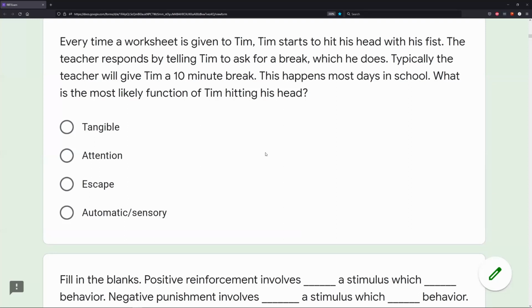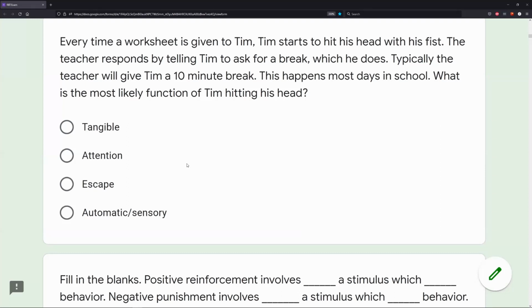What about attention? Well, Tim doesn't seem to be seeking the attention of the teacher, okay? Because the antecedent to Tim's behavior is being given the worksheet. You really need to pay attention to antecedents when determining functions, okay? That's where you're going to start, right? What is the antecedent? Well, Tim appears to be fine, and then he's given this worksheet. All of a sudden, this self-injurious behavior happens. What's the consequence? He gets removed from the worksheet, okay?